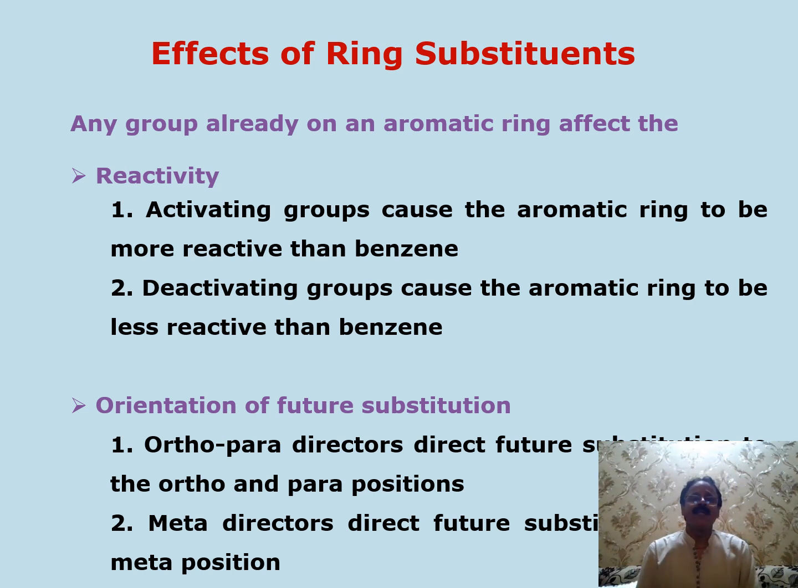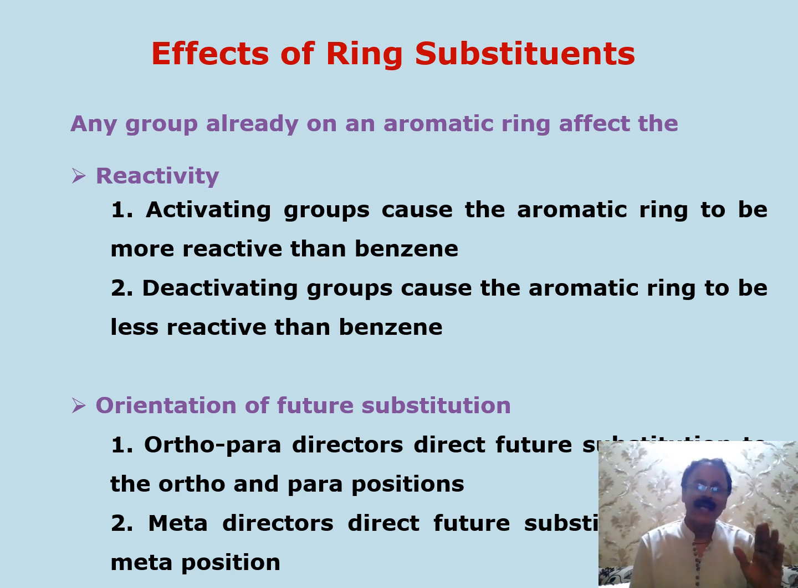So we say such groups which increase the electron density on the benzene ring are called activating groups, whereas the groups which decrease the electron density on the benzene ring, such as halogens, which are electron withdrawing, show minus I effect.